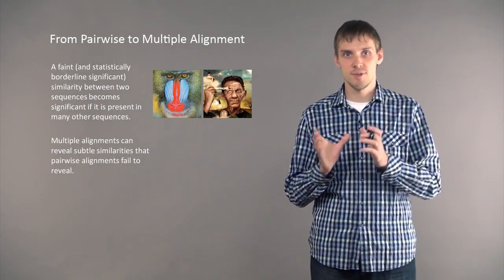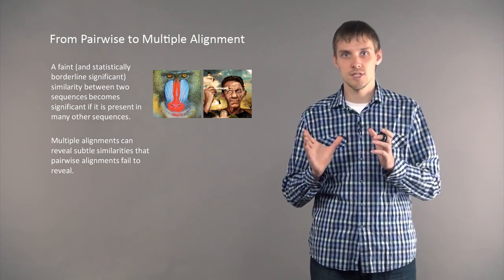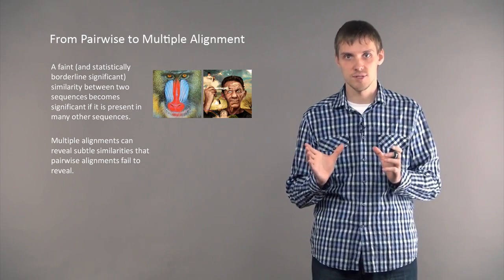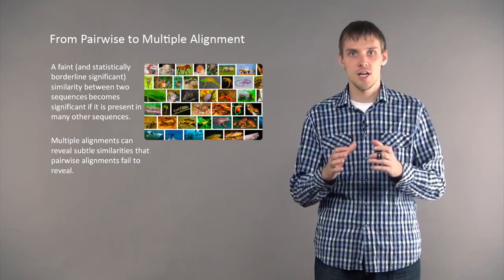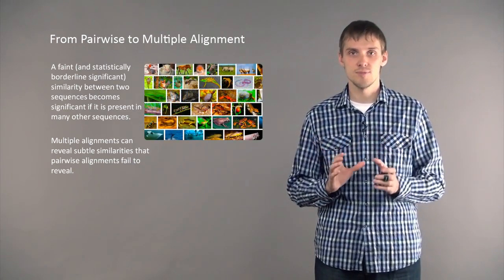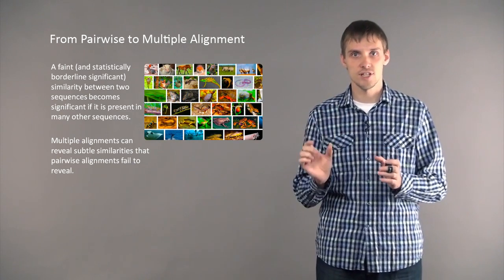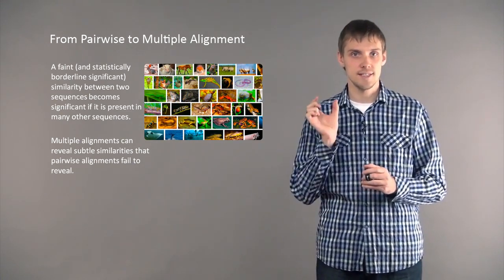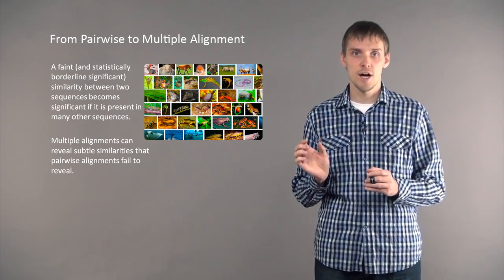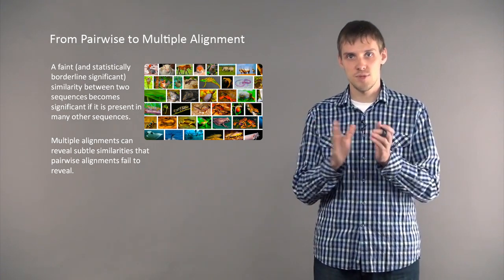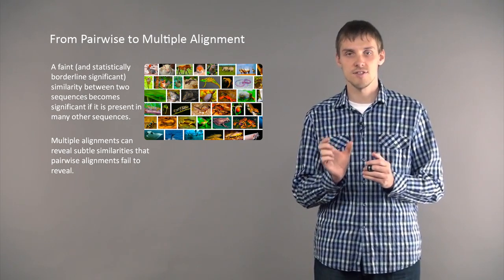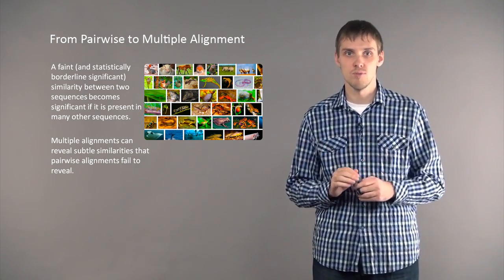Statistically significant similarities between two sequences become more significant if they are present in many other sequences. So if you compare a lot of similar species and you find a very conserved domain in these species, it is very significant, while when you compare these species pairwise, this conserved sequence may not be so obvious.